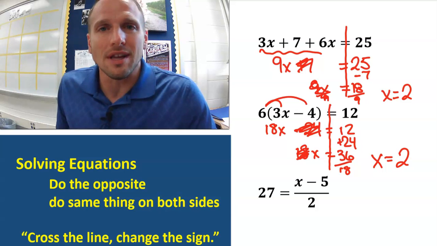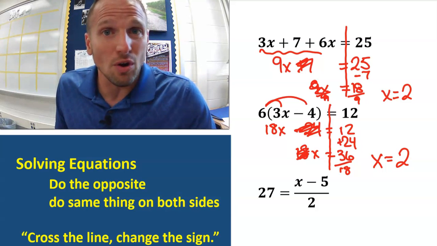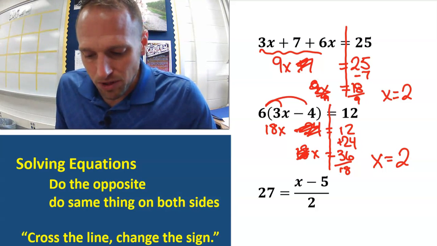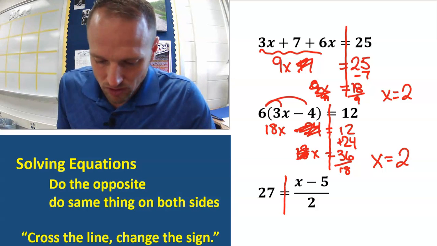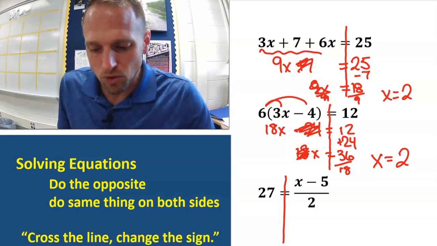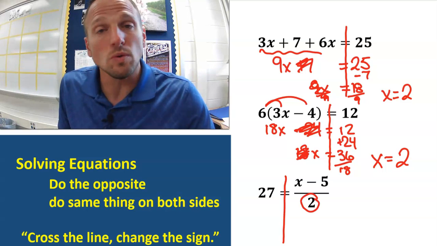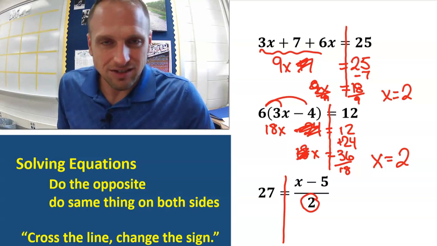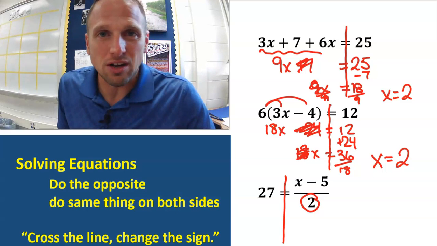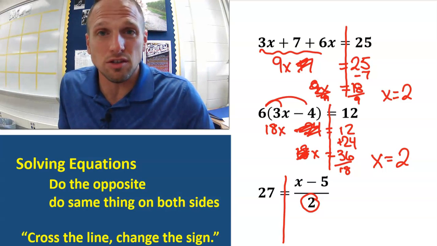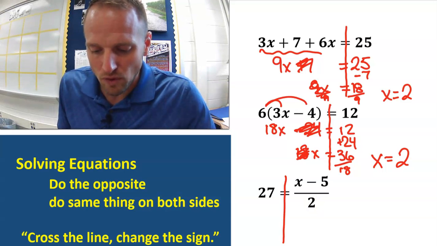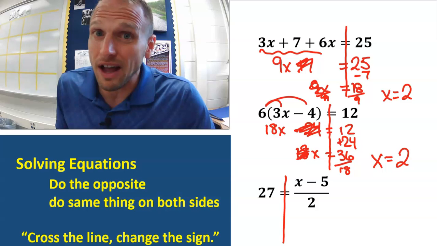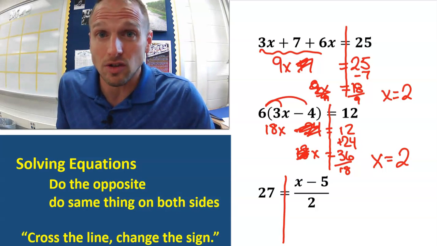Let's look at number 27. Now, 27 looks pretty difficult, but it's really not going to be that bad. All we have to know is what we need to move first. And the first thing we need to move is this 2. All right? That x is kind of locked up on the top of a fraction, and we can't do anything with it until we get rid of that fraction. So let's move that 2 first. And a fraction, remember, is divide. That means divide by 2.